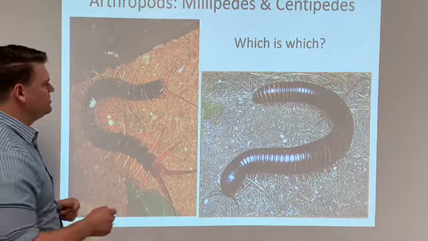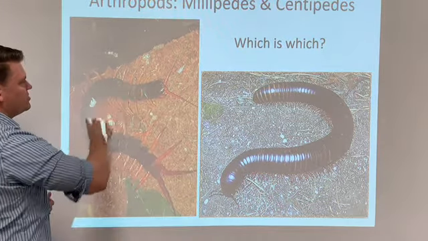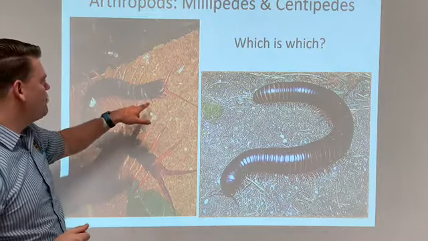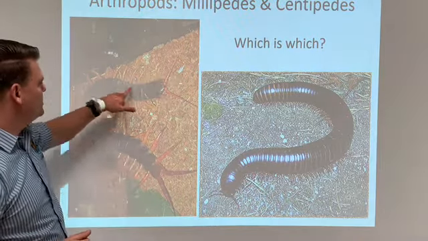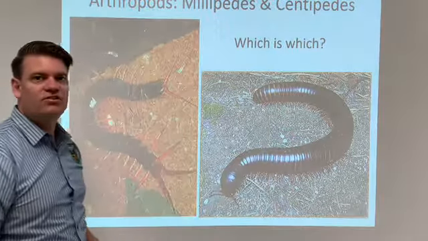Another interesting thing you can see with millipedes and centipedes is that they have all these different sections. A centipede will only have 1 leg per section, whereas a millipede ends up having 2 legs for each one of its sections.